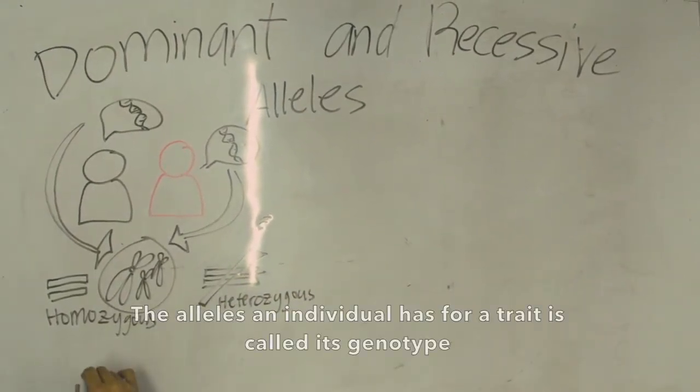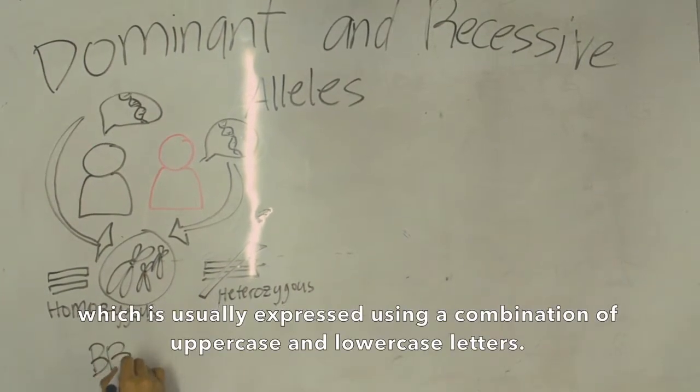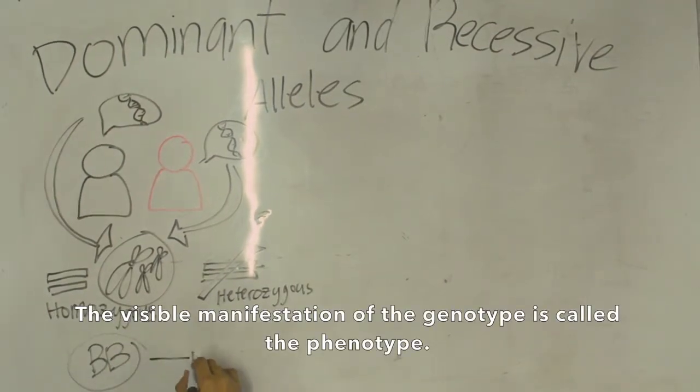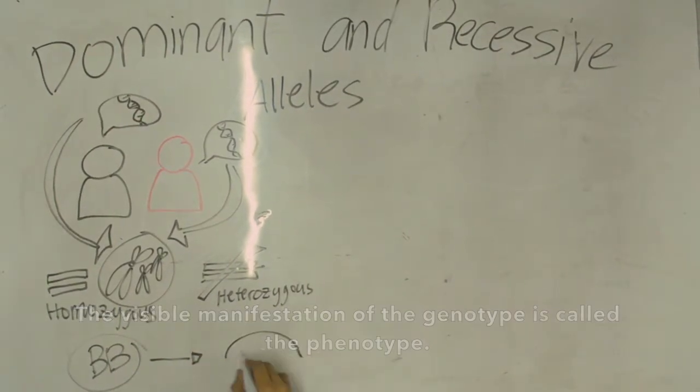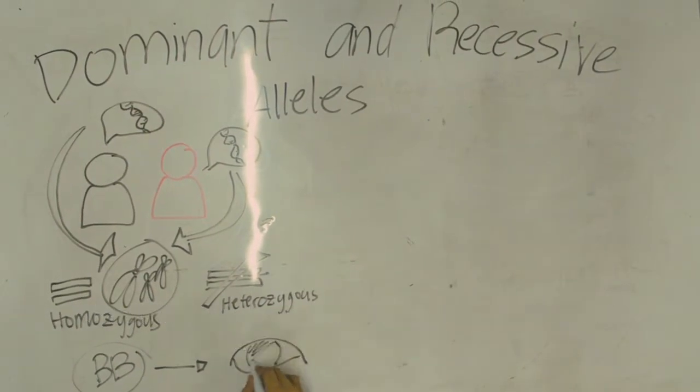The alleles an individual has for a trait is called its genotype, which is usually expressed using a combination of uppercase and lowercase letters. The visible manifestation of the genotype is called the phenotype. These are the observable physical and behavioral traits of an organism.